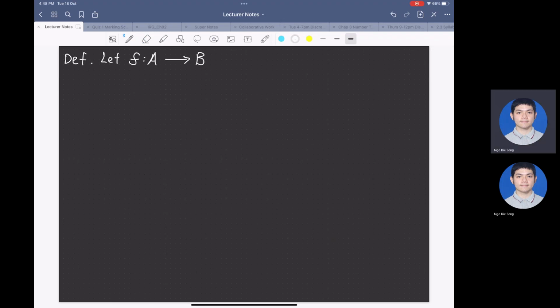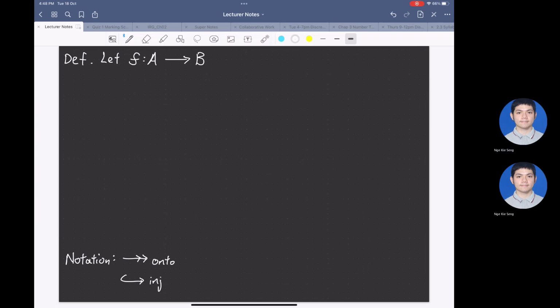Maybe I introduce a notation here, which I introduced earlier. If I put a double-headed arrow like this, it's an onto map. If I put a hook, it's an injective map. Since this is a bijection, it's a hook plus an onto. So in case you forget, I put bijection here.